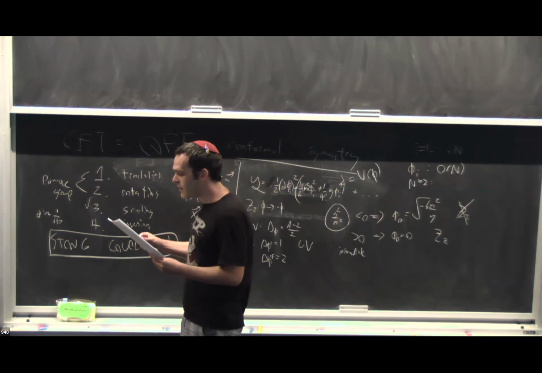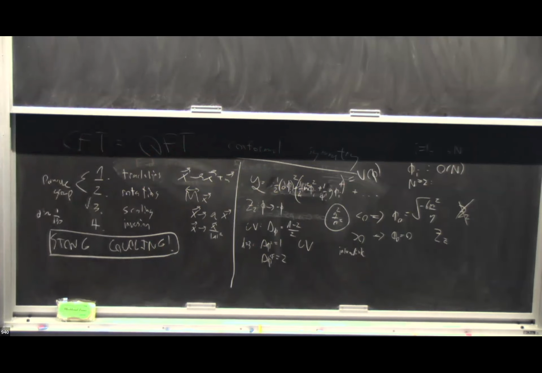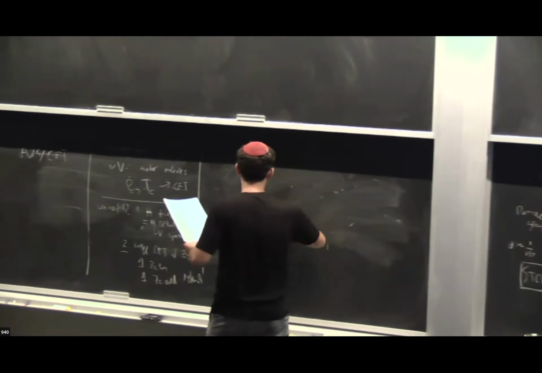And so we have to find some way to get around the fact that the couplings are not small in conformal field theories. And so this problem has been attacked over the years in many different ways.